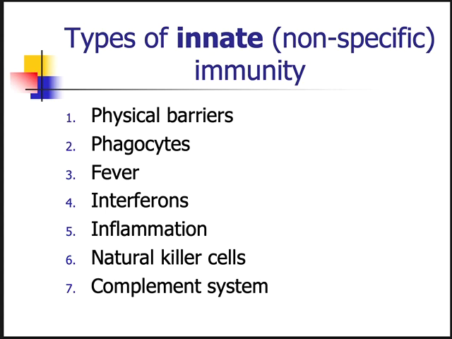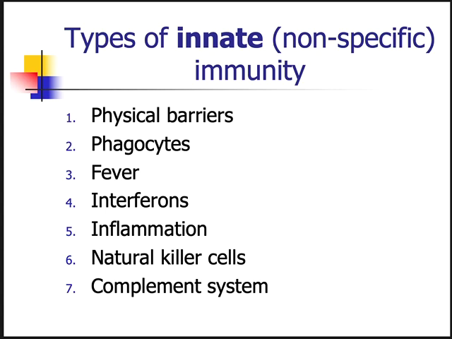Okay, there are 7 major categories of innate immunity. These include our physical barriers. Then we have phagocytes or phagocytic white blood cells. Then we'll look at fever. We'll look at these special molecules called interferons, and inflammation, and then natural killer cells and the complement system. These are a lot of big topics that we could spend a lot more time on if we had the time, so we're going to get a brief overview.